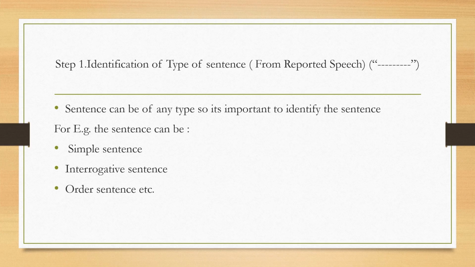Next, step 1. In part 2, when we begin, the basic fundamental rule is we need to identify the type of sentence, what type of sentence it is from the reported speech. Sentence can be of any type, so it is very important to identify the sentence. The sentence can be simple sentence, interrogative sentence, or it may be an order sentence.